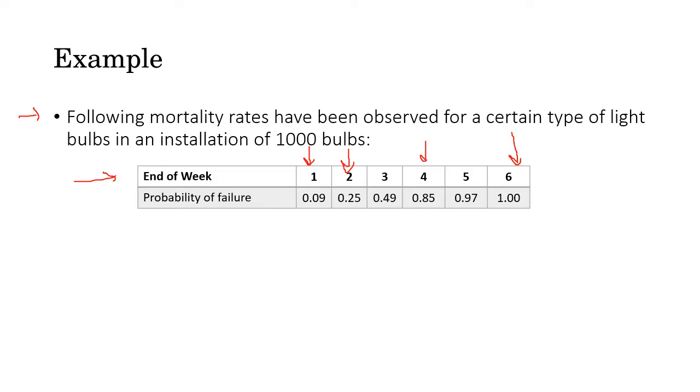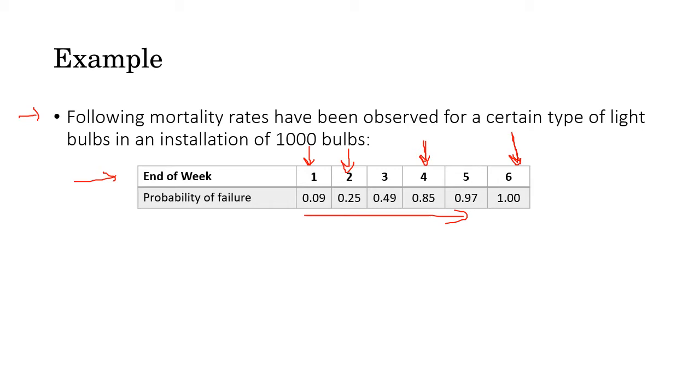Using this data, we can also find out how many bulbs are likely to fail between subsequent weeks. So these probabilities are cumulative. Cumulative means they go on adding up. So 0.09, 25%, for example, is including week 1 and week 2. Similarly, 85% by the end of fourth week includes all the first 4 weeks, and hence, exactly by the end of 6 weeks, all bulbs are likely to fail.